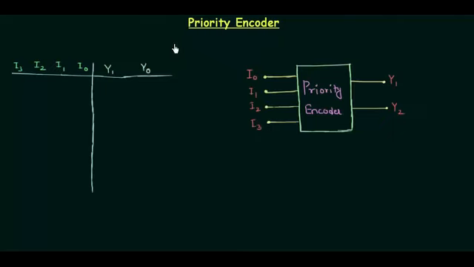In the last presentation, we saw the basics of encoders and decoders, and I also told you that we have to study the 4 types of encoder, in which the first one was the priority encoder. So in this presentation, we are going to complete the priority encoder.